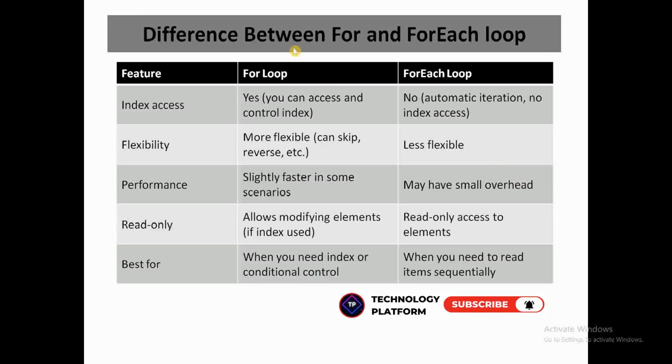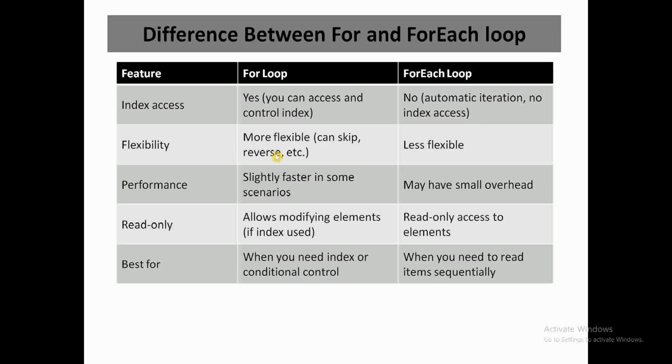Next we have the difference between for and for each loop. First one, we have features like index access. In for loop we can do that index access. You can access and control the index. If we want to modify, delete or update that index, we can do that in for loop, but we do not do this in for each loop. No automatic iteration, no index access.